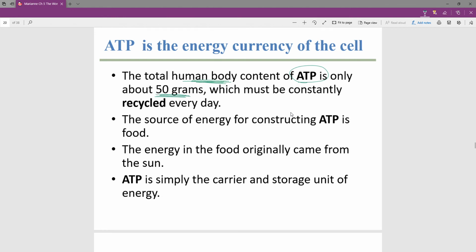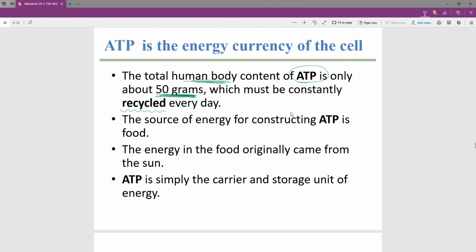So you consider all the work that has to be done to keep your body alive, all the work that has to be done for you to do what you need to do in a day. And we only have 50 grams. That's a tiny amount of ATP. And why we can have such a small amount is because we have this constant recycling of ATP. It's a renewable resource so long as we can recharge it.